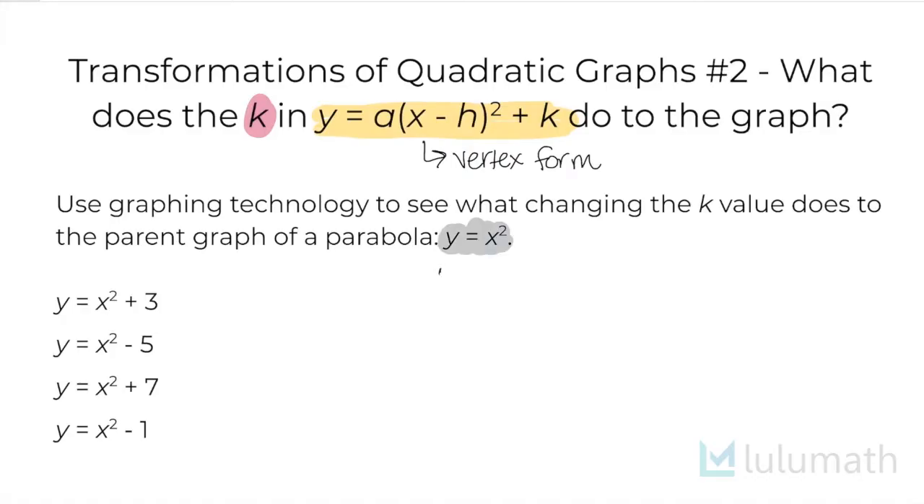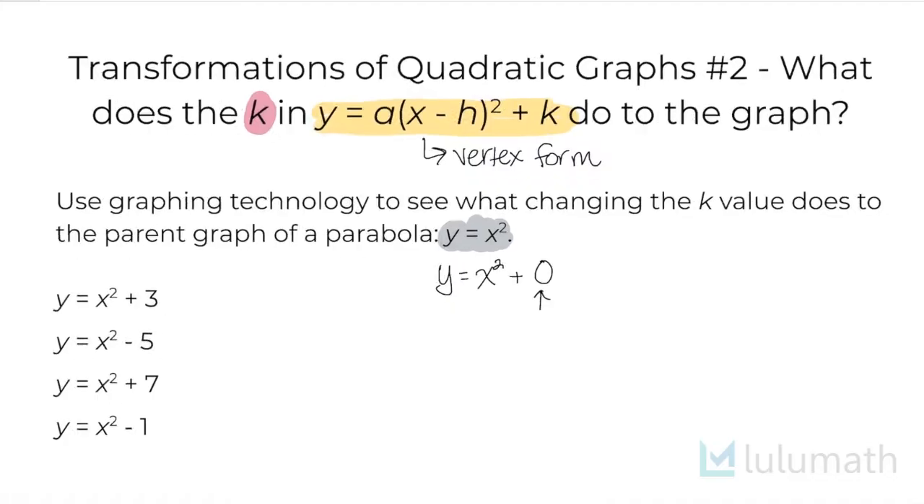And just a quick note that this is x squared plus, there's nothing added on. So in the parent graph, the k value is equal to 0. So we will use Desmos to graph out y equals x squared, the parent graph, as well as y equals x squared plus 3, and see the relationship between our two graphs.